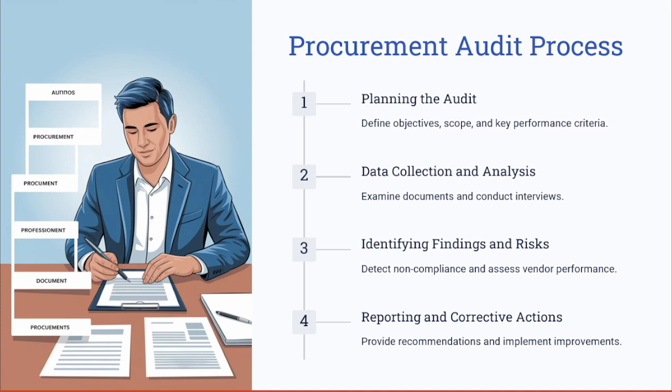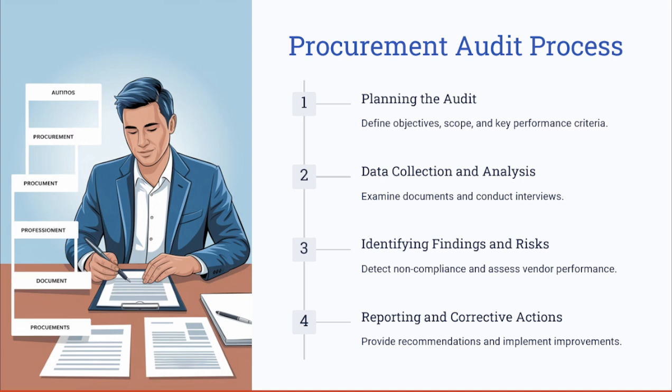The second step is to collect data and analyze it. To do that, you start by examining purchase orders, invoices, contract agreements, and supplier performance reports. When you have examined all of these sources of data and documents, you then start conducting interviews with the procurement and finance teams to gather more information and analyze it.